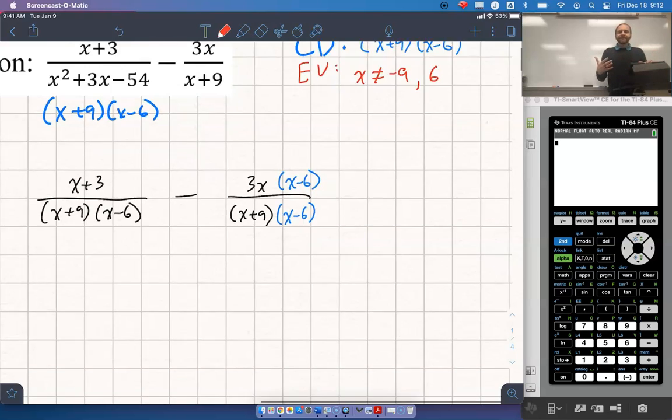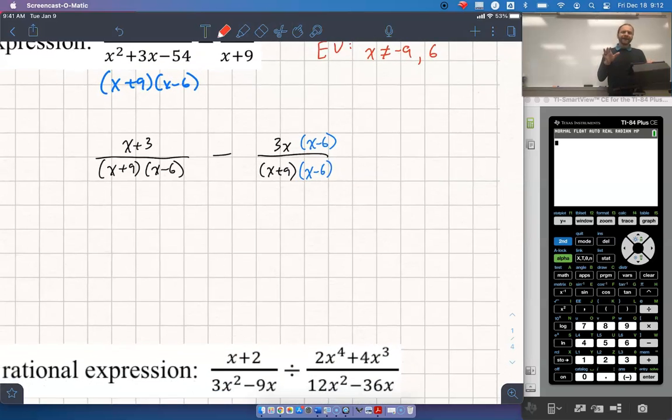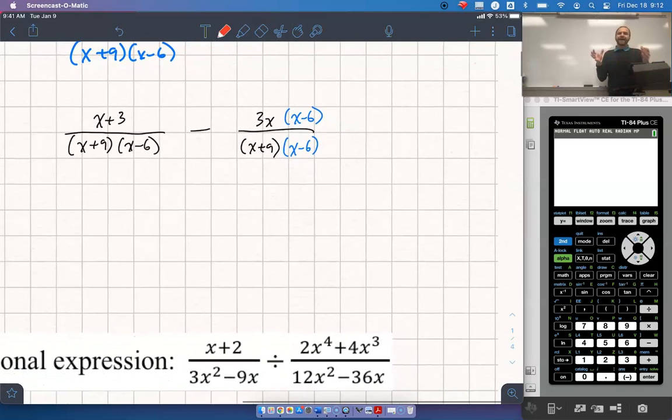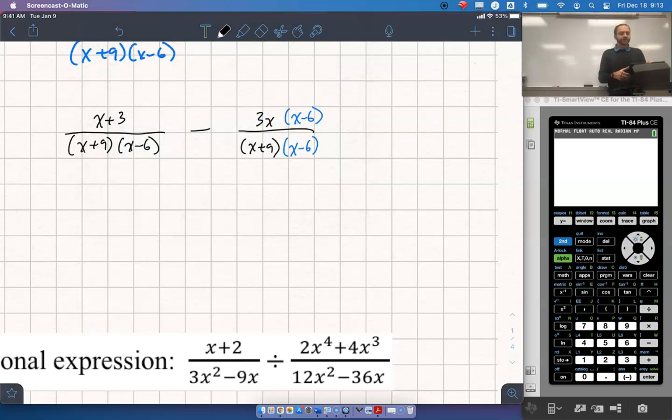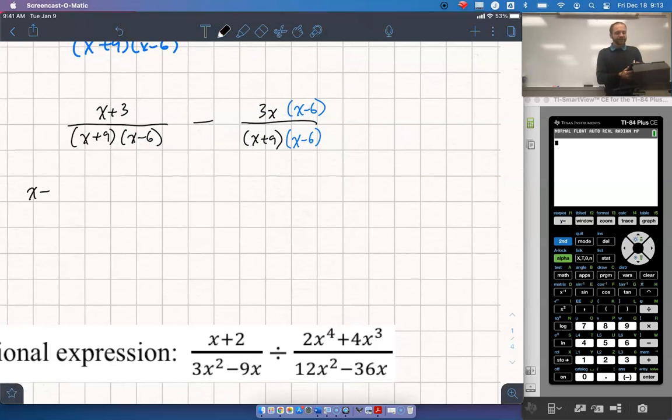Well, now they have the same denominator, and I need to keep that in mind. When you have a common denominator, you're already halfway done with the fraction. You know what the denominator is going to be. My job is to simplify the top. And I'm going to show you where another mistake occurs. When we're doing x plus 3, they now have the same denominator, so I'm going to do minus 3x times x minus 6. I'm going to write it all over the denominator x plus 9, x minus 6.